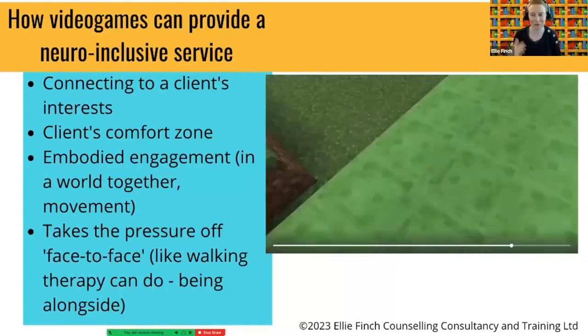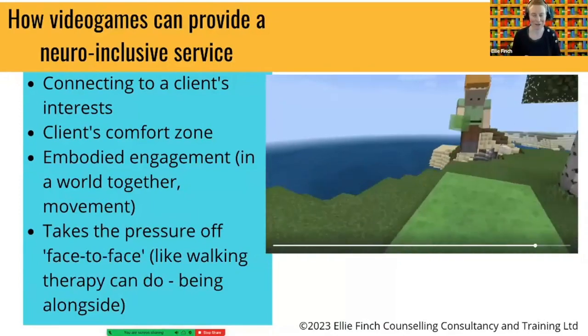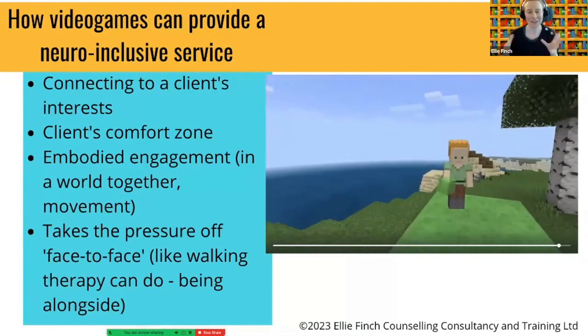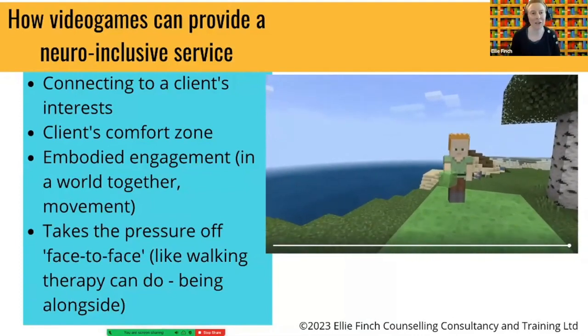This is an example of what it might be like in a session with me, with a client. We might be bouncing up and down on a trampoline like this. If this gives you a bit of vertigo, it gives me a bit of vertigo too. I just wanted to show how you can provide a neuro-inclusive service in Minecraft, because you can connect to a client's interests, with your clients in their comfort zone, joining you in a game. It's embodied engagement. You're in a world together. There's movement in there, like with the trampoline. And it takes the pressure off face-to-face, like walking therapy, or the cycling therapy Connor mentioned earlier, which I hadn't heard of, but that same thing of being alongside someone.